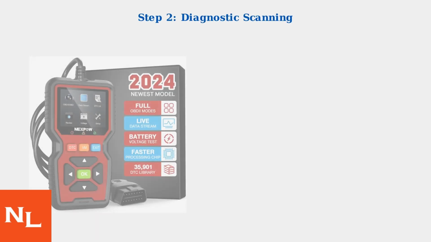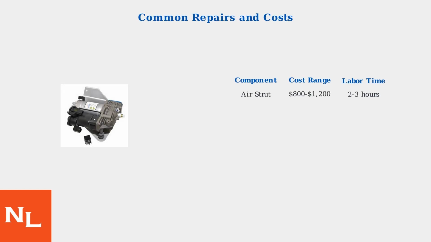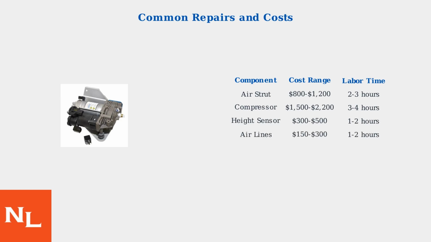Modern diagnostic scanners provide specific fault codes that pinpoint air suspension problems. Recent Jeep models have enhanced diagnostic capabilities with more detailed error codes and real-time monitoring data. When components fail, replacement costs vary significantly. Air struts are the most commonly replaced parts, while compressor failures are more expensive but less frequent. These costs have increased about 25% since 2022 due to supply chain issues.